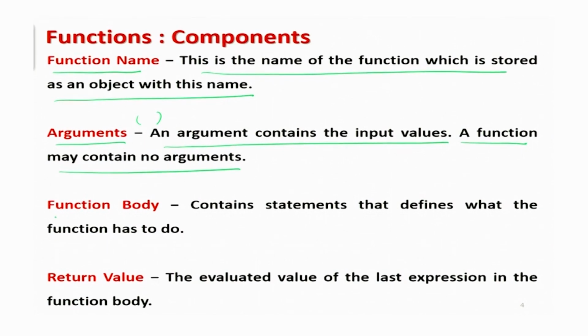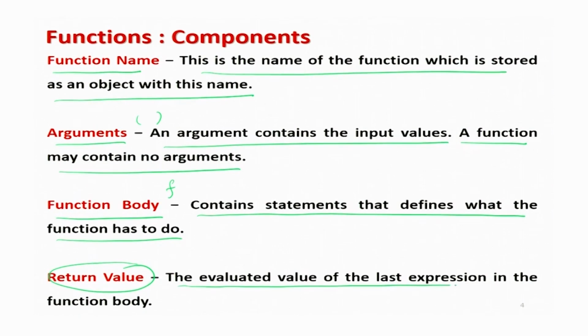Then the function body, it is something like your f here. So, this body contains all the statements that define what the function has to do, what is to be done, right. And after that the outcome is the return value, that is, whatever calculation or evaluation has been done up to the last expression of the function body is returned here as an outcome.